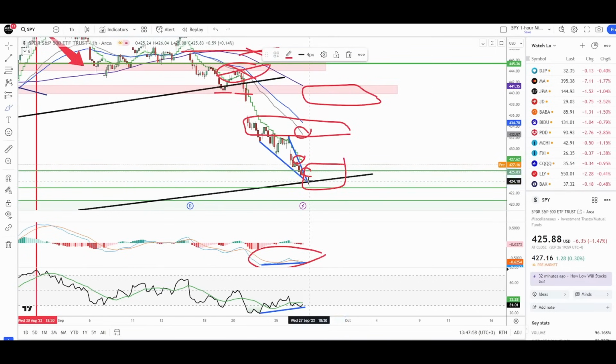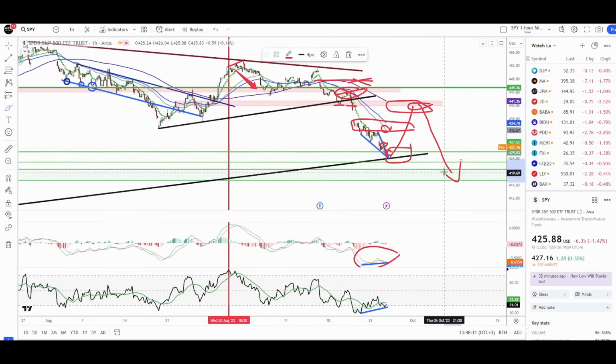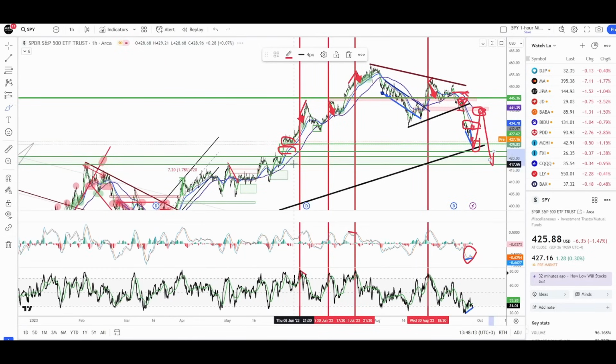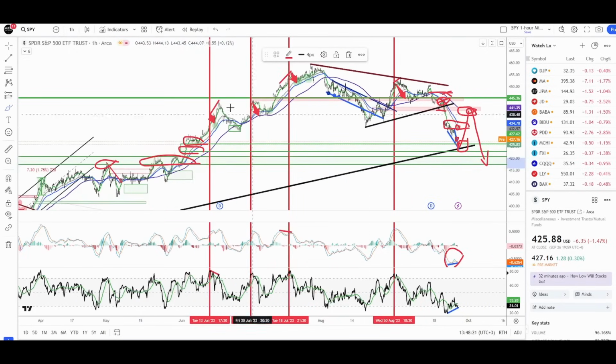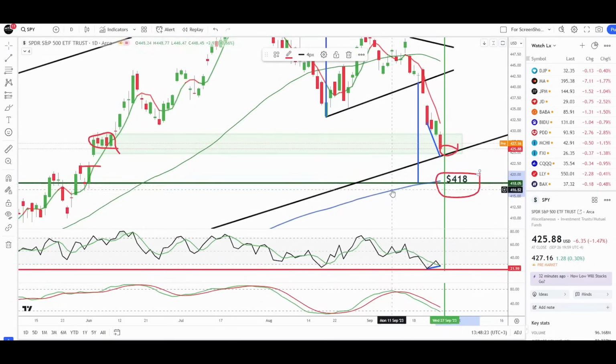a sizable short squeeze rally all the way to 439 by the first week of October, roughly at the end of the first week of October, then continued selling, a continuation of the crash sequence all the way down to 418, this key support level that acted as resistance here, resistance here, resistance here. It will now act as support. We also have the 200-day moving average that is still ascending that will also act as support.